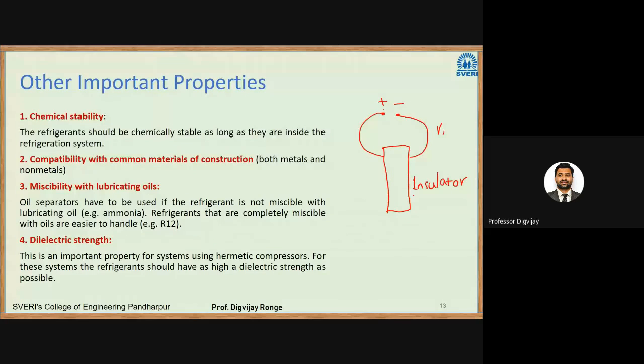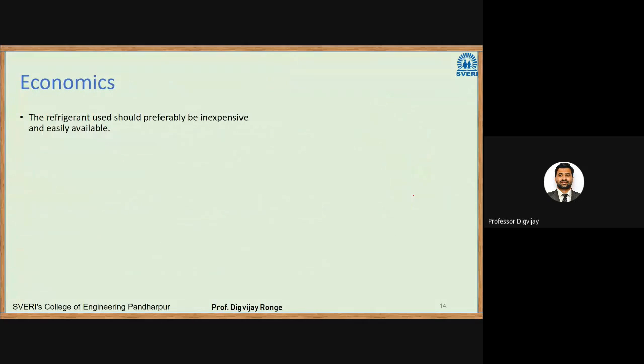Okay, so I hope you have taken the notes of these important properties. So that was all about environmental and safety properties. Next, we'll see the economic properties. So obviously, the refrigerant used should be preferably inexpensive and easily available.